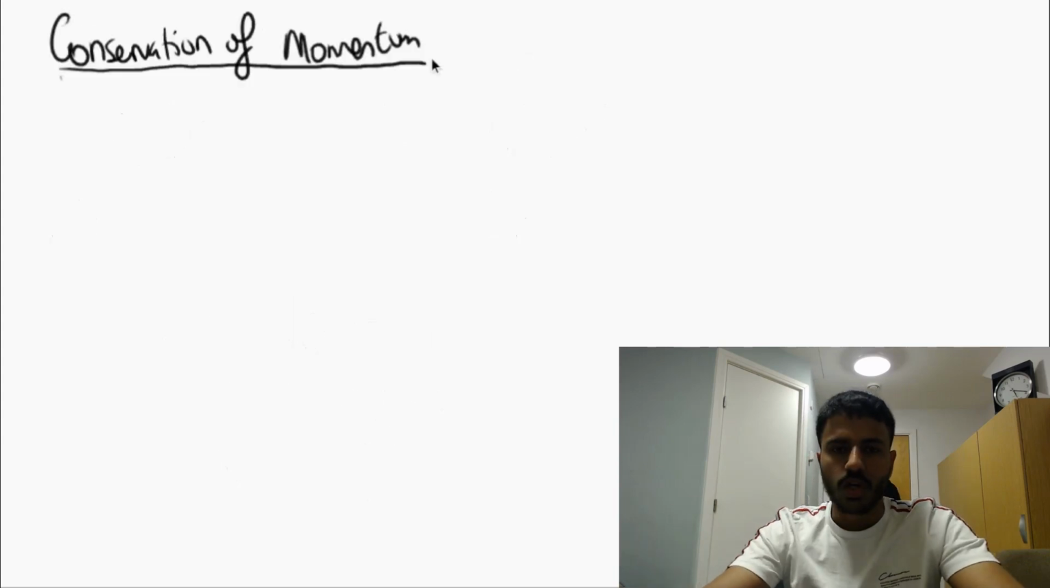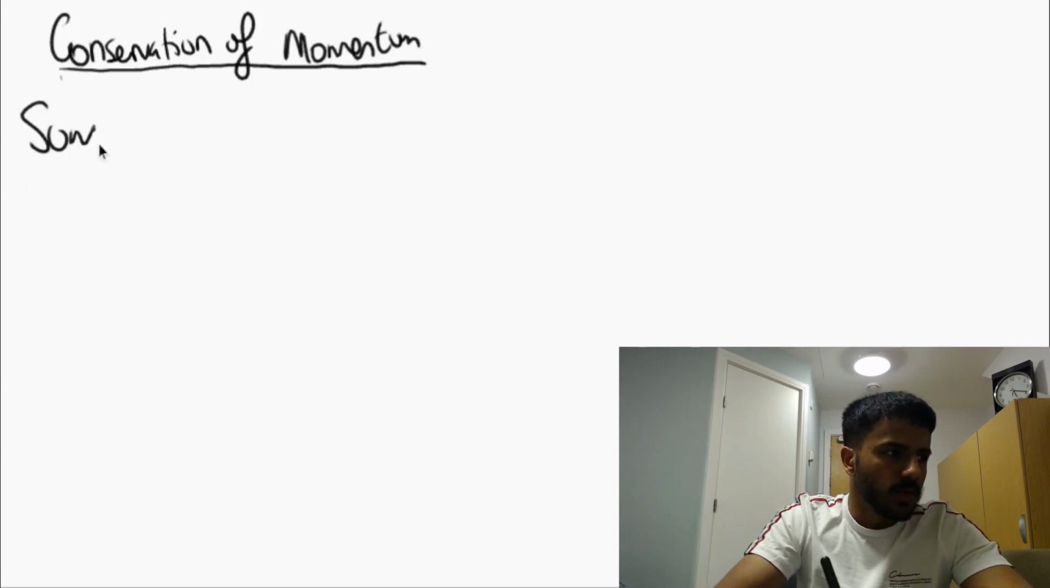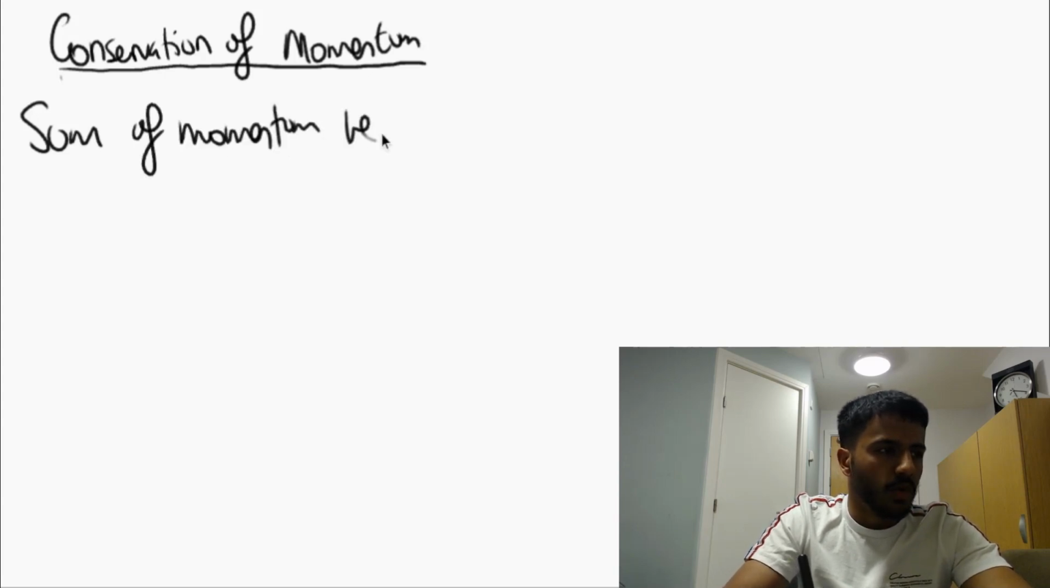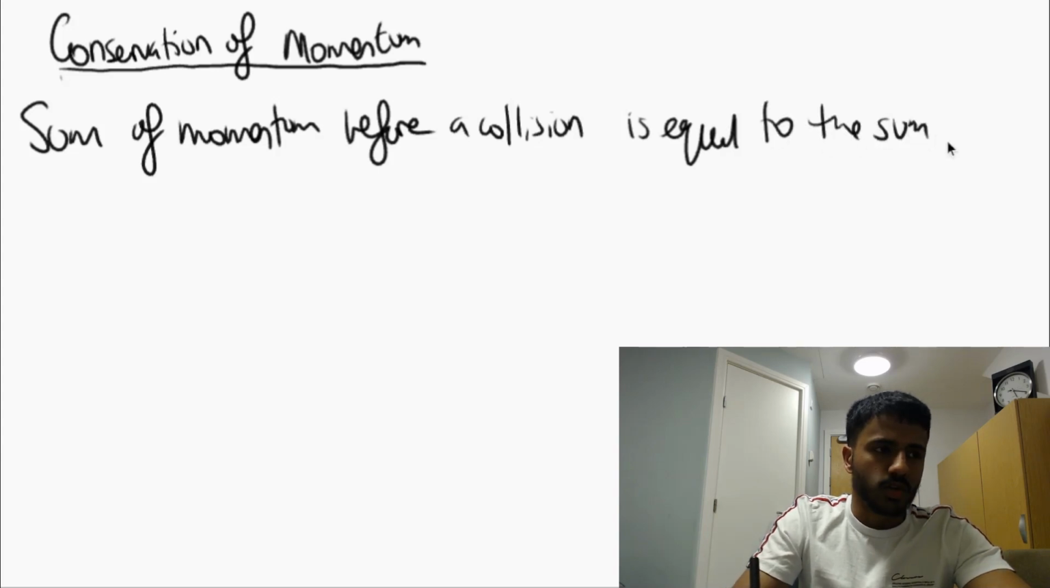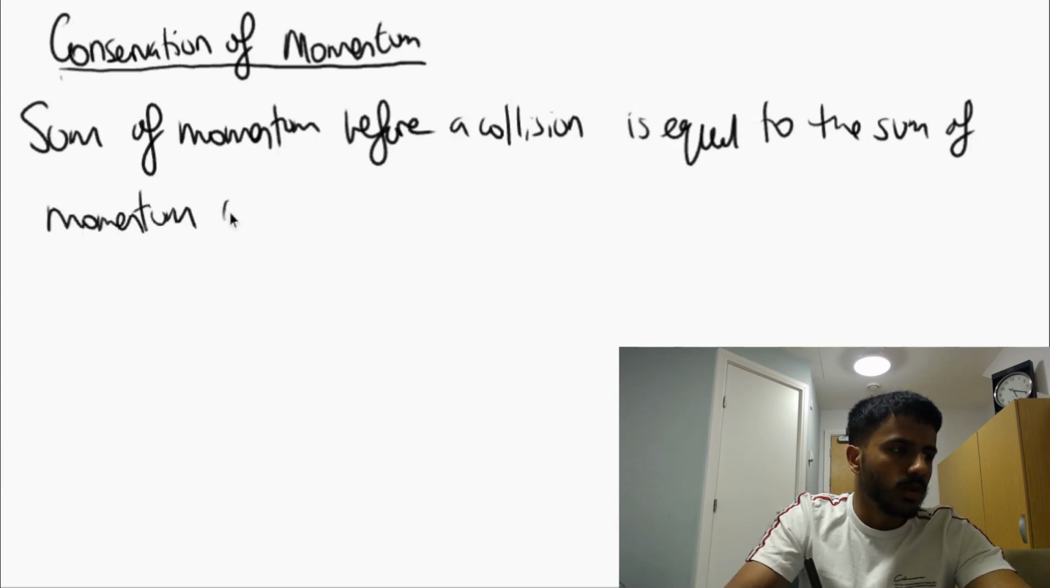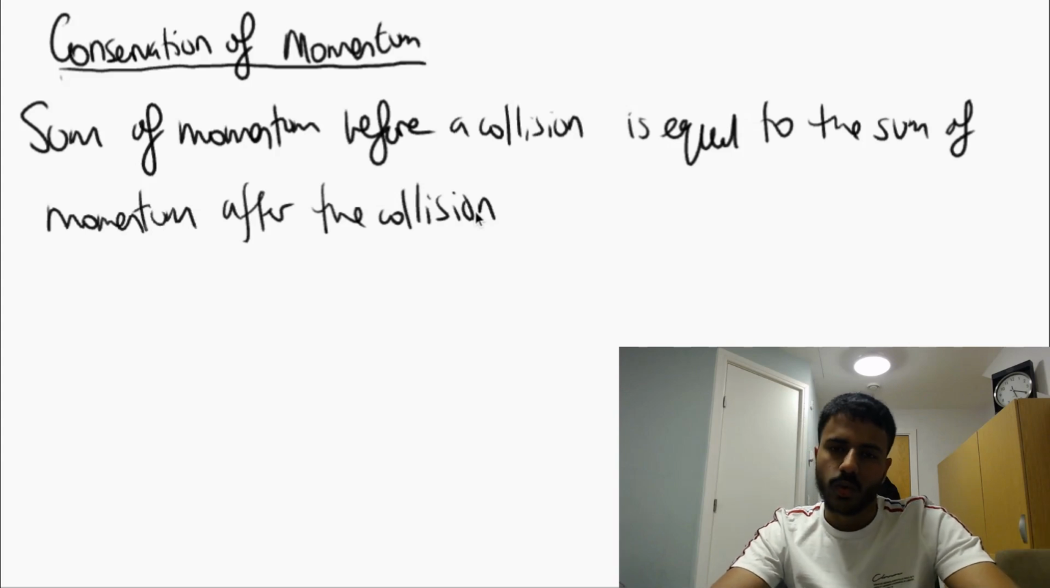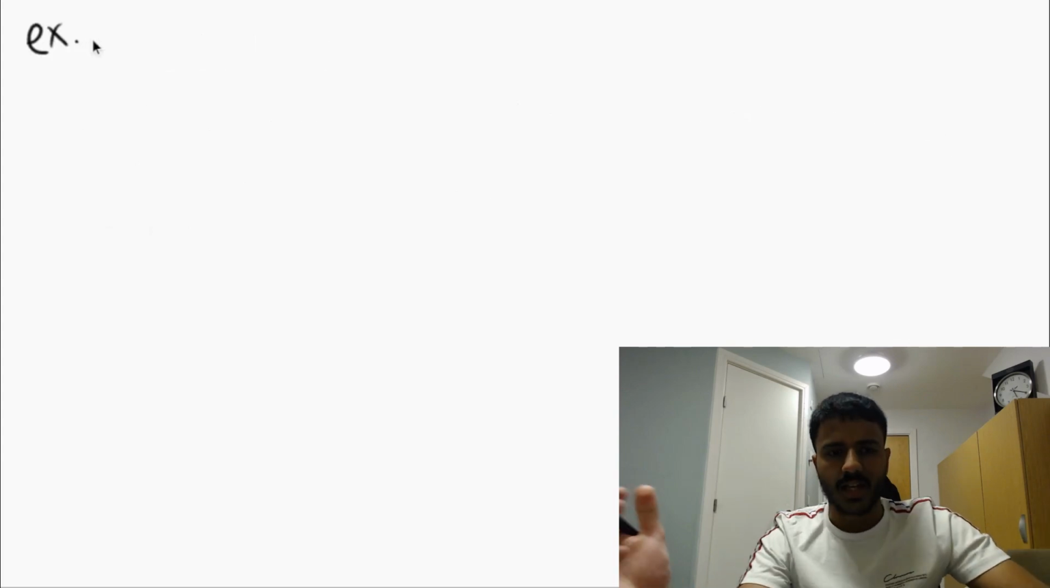Now, there's this very important law called the conservation of momentum, which states that the sum of momentum, or the total momentum, before a collision is equal to the sum, or the total momentum, after the collision. And that's a very useful law when it comes to doing calculations. So let's look at an example.